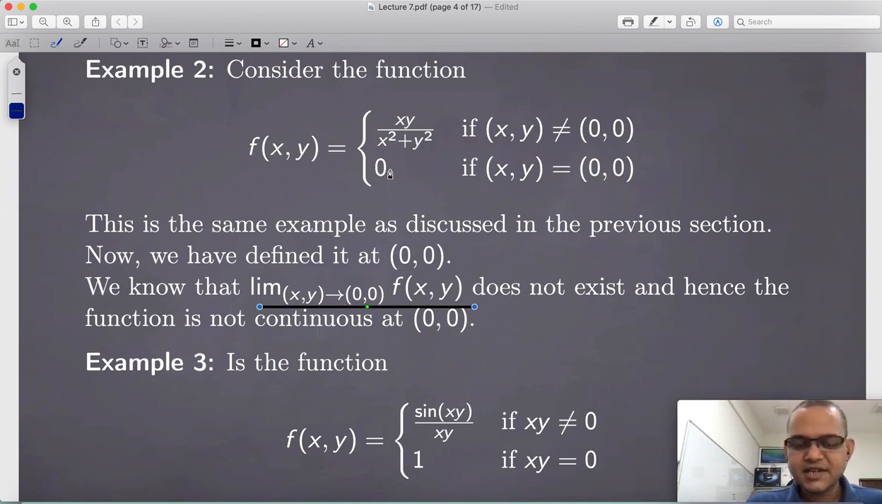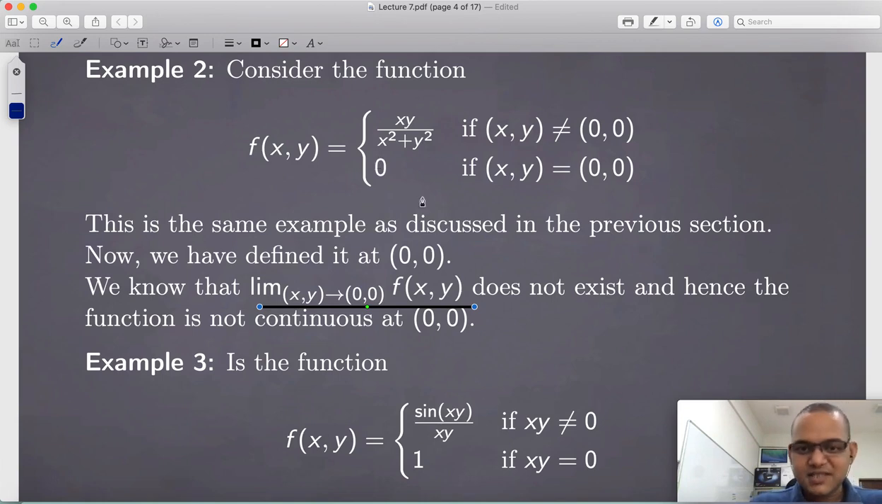The first situation can be that this limit does not exist, and in that case the function is not continuous. And if the limit exists and it is not equal to this, then also it is not continuous, correct? So you have to verify that the limit exists and it is equal to the value of the function.